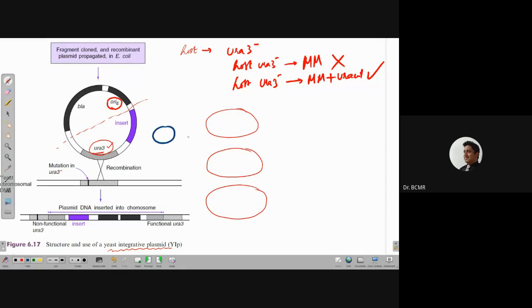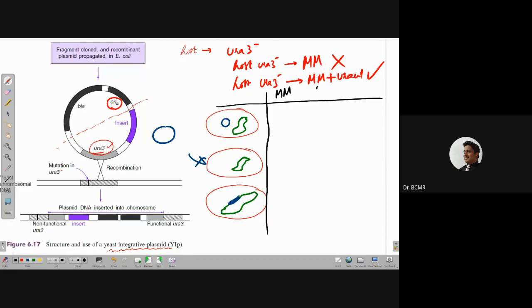We have tried to do transformation. In one case, it is integrated. It is like this. In this case, it is not transfected. It did not happen. Okay. And in another case, what has happened is that it has got integrated. So this is the plasmid integrated. In another case, like this and like this. What will happen when we put this in minimal medium? That is how it's a way to think of. If we have it on minimal medium, which of these will form a colony and which one will not form a colony?